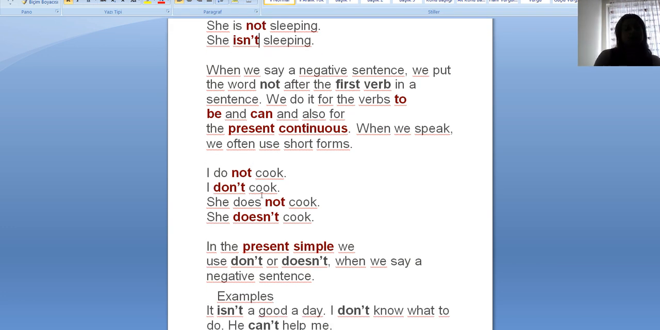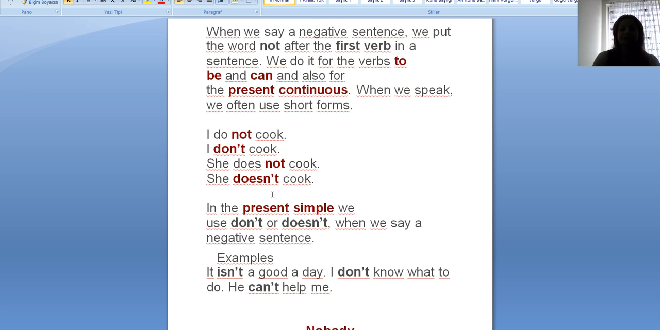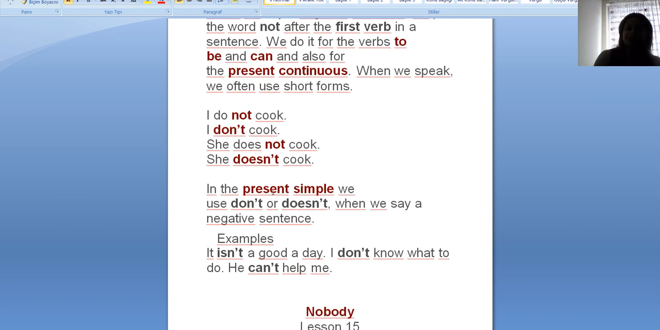I do not cook. I don't cook. For example, she does not cook. She doesn't cook. And in the present simple, we use "don't" or "doesn't" when we make a negative sentence.